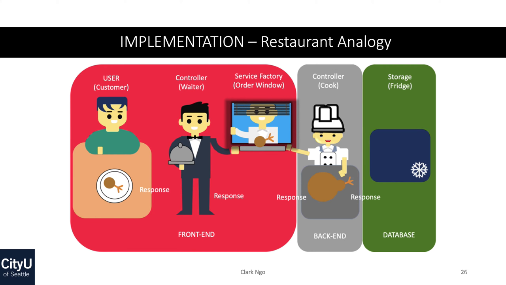The database would now respond by giving that chicken, the data, and now the cook can process that, and let's say gives back a drumstick to the front end, or the service factory order window, and that order window can now give the drumstick to the waiter, and the waiter would now give that drumstick to the user or customer so he can consume that data.